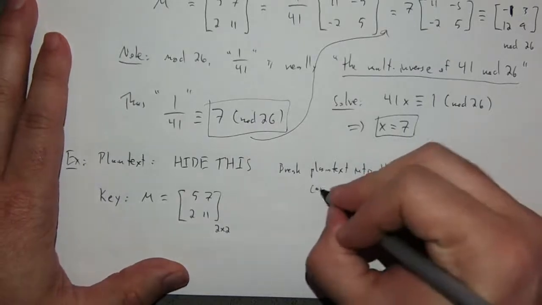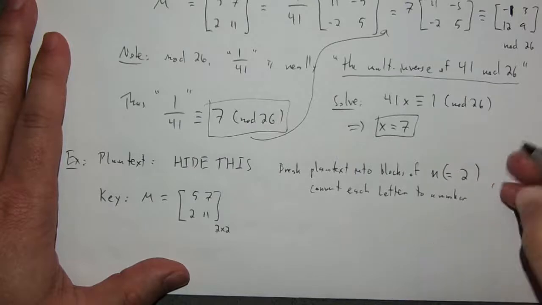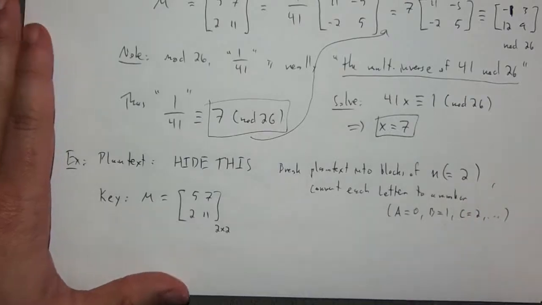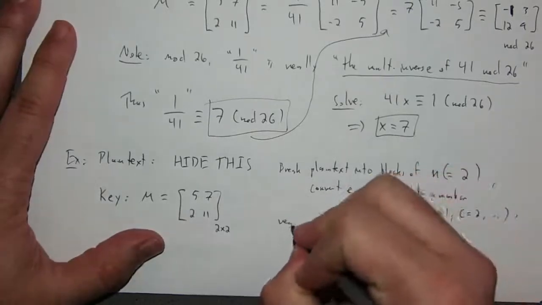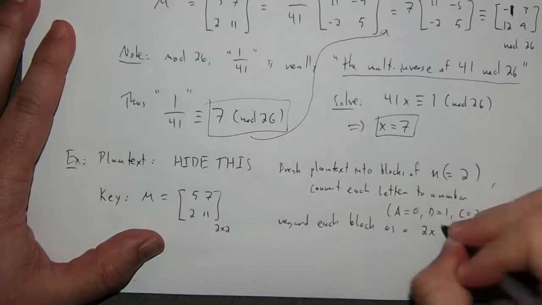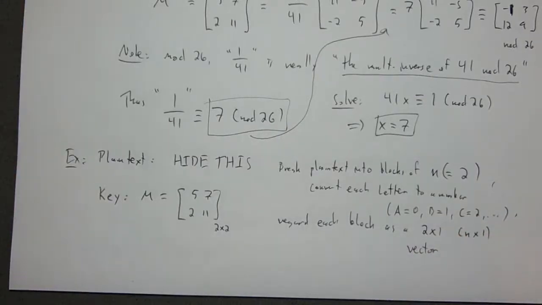Okay, convert each letter to a number. So, in the usual way, A is 0, B is 1, C is 2, and so on. And then what I do is I regard each block as an n-dimensional vector. So then regard each block as a 2 by 1, n by 1 in the general case, of course, vector. So I consider it just a column vector with two entries.